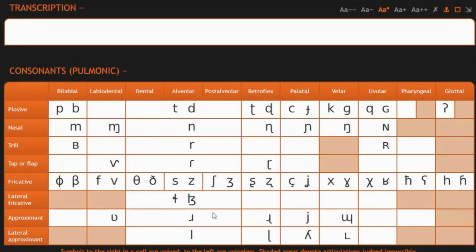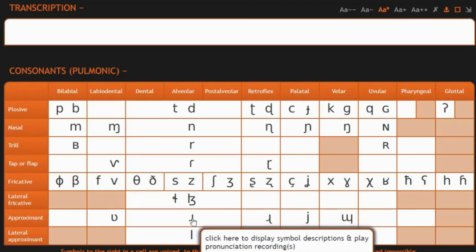All right, then we have our approximant, usually an alveolar approximant.